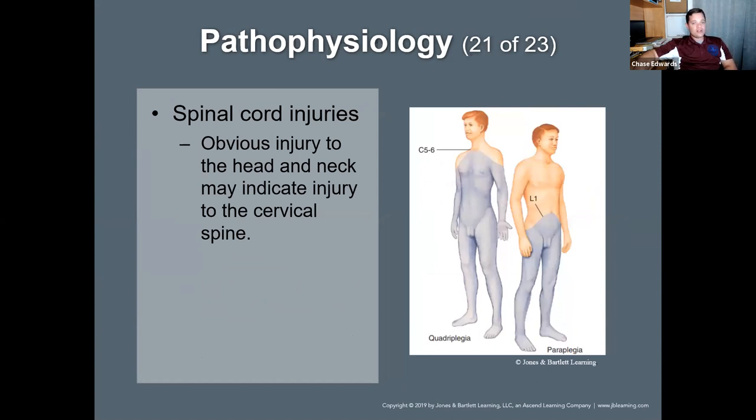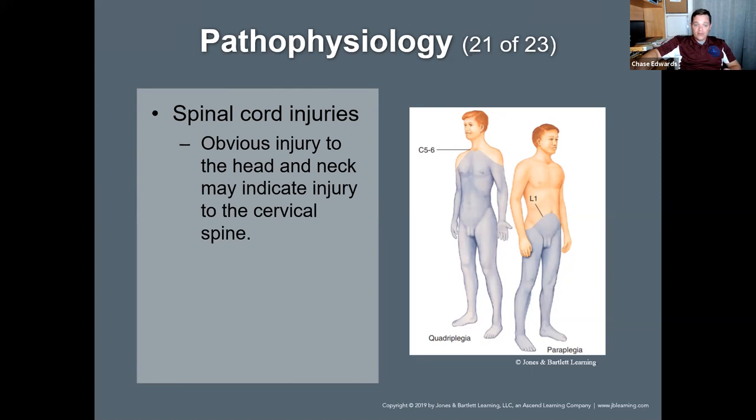All right, spinal cord injuries continued. So remember, the ability to feel or move does not rule out the possibility of a spinal injury existing. Obvious injury to the head and neck may indicate injury to the cervical spine. Injuries of lower extremities may indicate associated injuries of the lumbar spine or the sacrum. Injuries to the cervical area can limit the ability of the diaphragm to function fully and minimize the ability of the chest wall to fully expand.